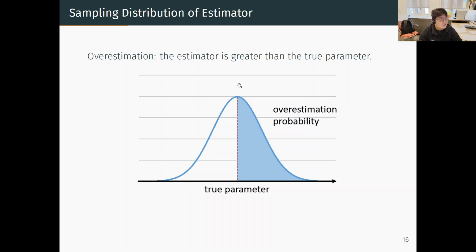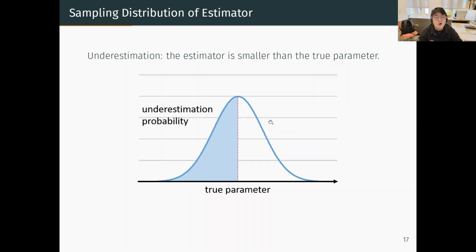For example, your estimator may fall on the right-hand side of the true parameter, which means your estimator is greater than the true parameter, which means overestimation. You are overestimating the true parameter. So the area on the right-hand side of the true parameter is the overestimation probability. Similarly, you can think about underestimation probability on the left-hand side of the true parameter. The estimator is smaller than the true parameter, so that area is the underestimation probability.